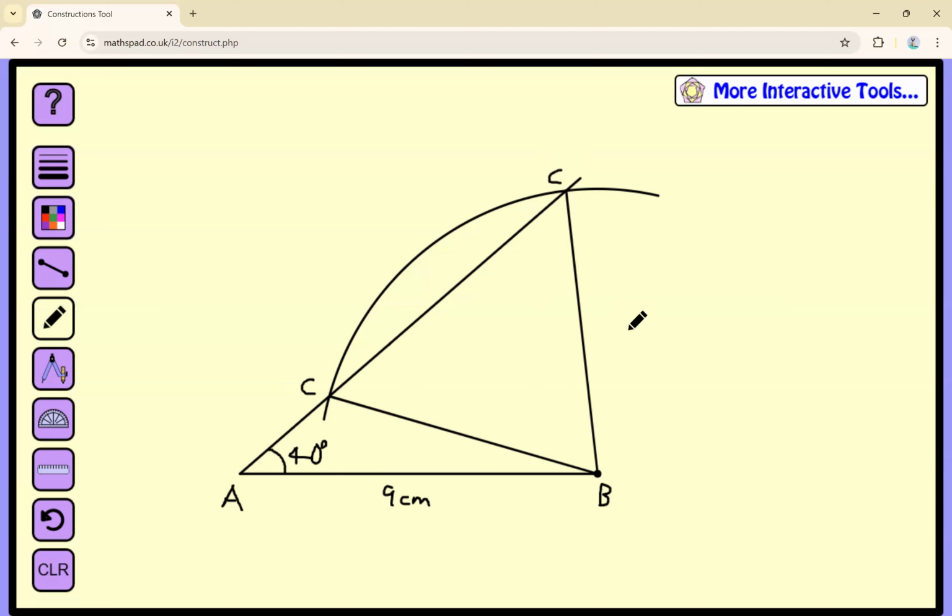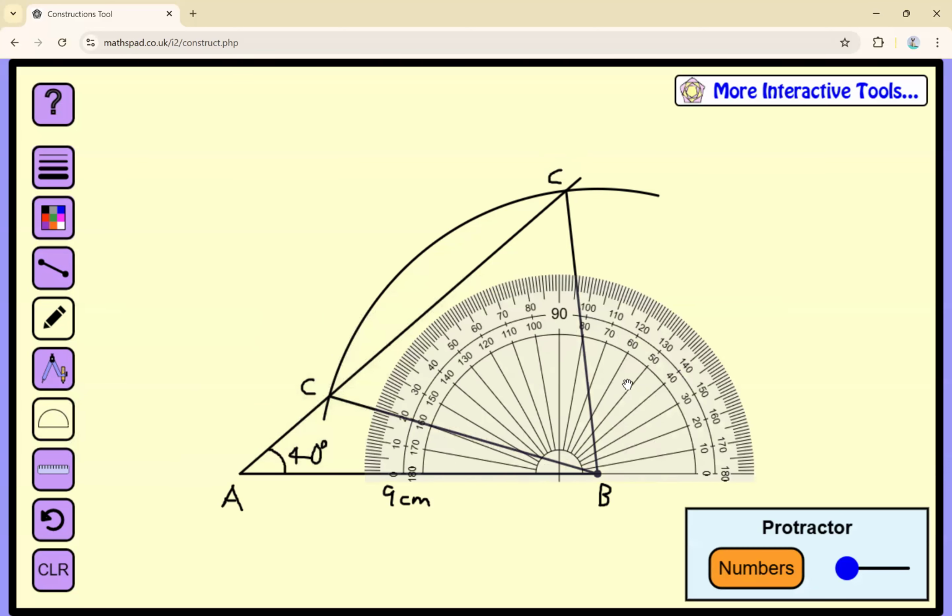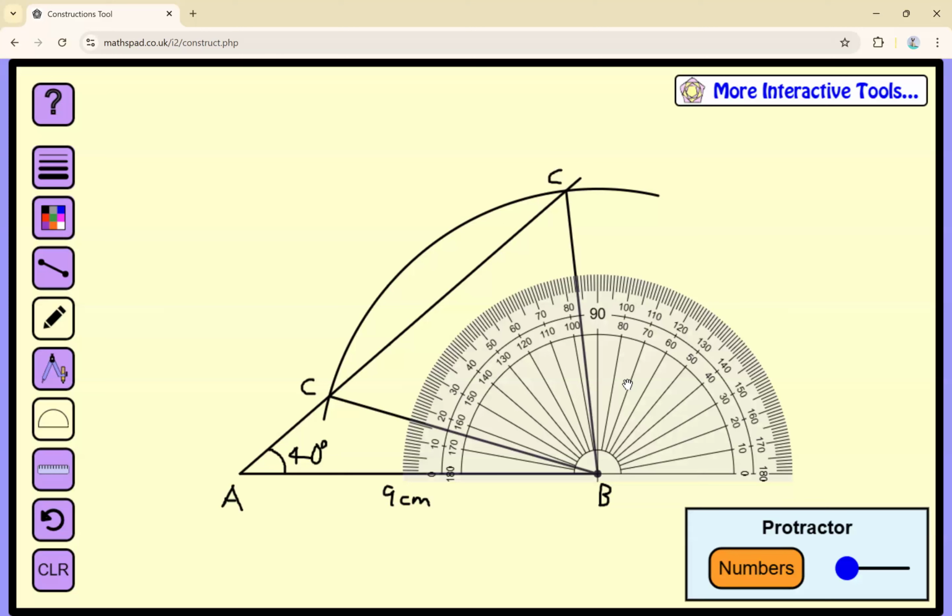Then they want you to measure and write down the size of angle ABC. So just take the protractor and put it over here. You can see that the answer is about 16. So for part A, one possible answer for ABC is 16 degrees.